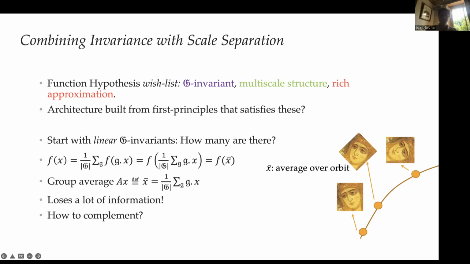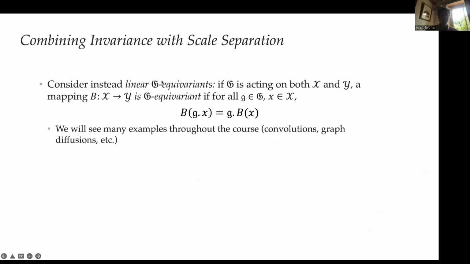So how can we complement it? It turns out that the natural way, the right way to complement invariance is by looking at linear equivariance. I believe that Taco already described what equivariance means, but just for security, let me recall the definition. If I have a group that is acting on both the input and the output of this mapping B, then this mapping is equivariant if the group action commutes with B. So if I apply the transformation on the input and then apply B, I get the same thing as if I first apply B and then apply the transformation on the output.